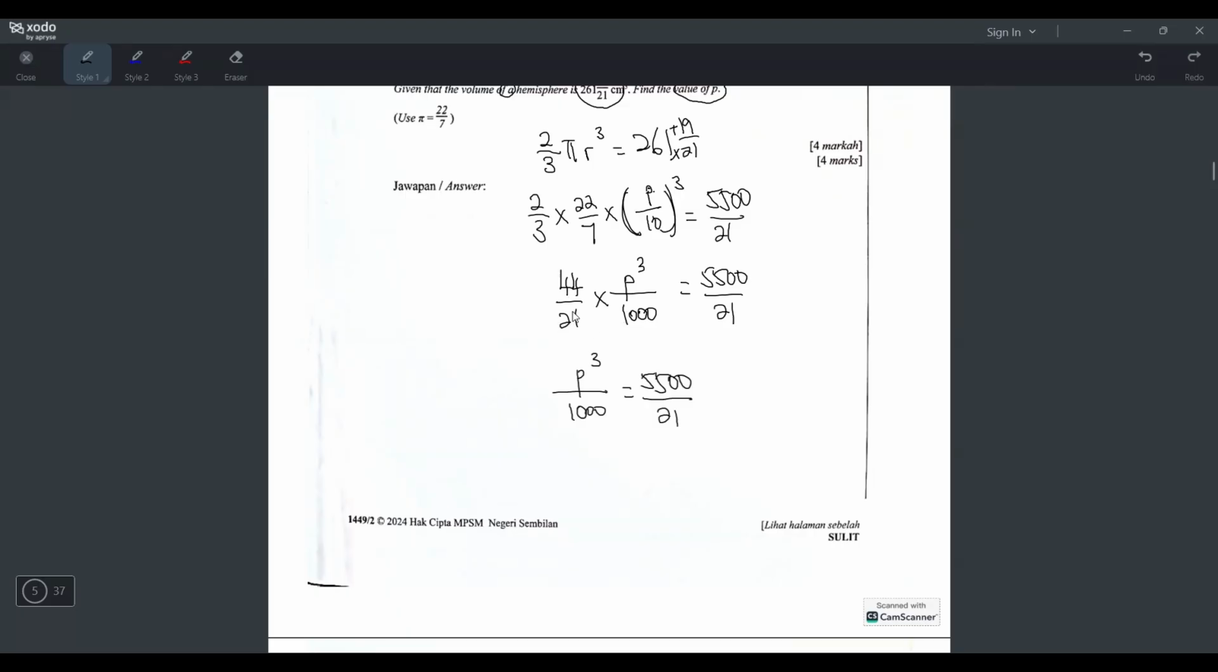Yeah, it sits at the bottom. So if it sits at the bottom, it means divide. When you move it over there, divide becomes darab, so it becomes duduk atas. And then the 44 duduk atas. Duduk atas means darab. When you move over there, it becomes bahagi. So it will be duduk bawah like this, right?